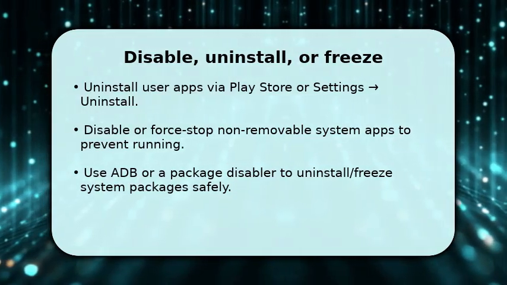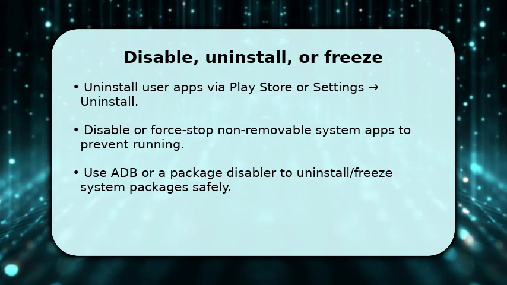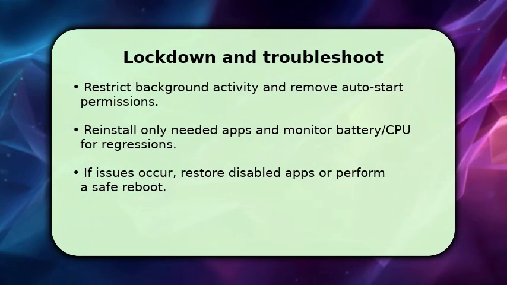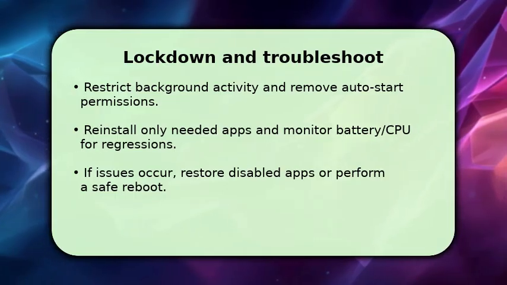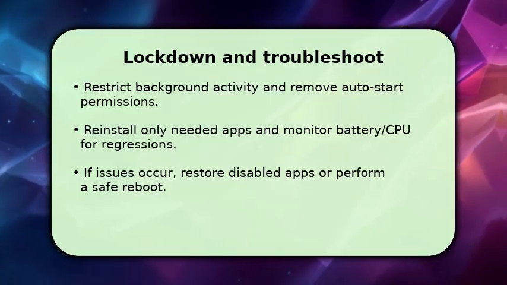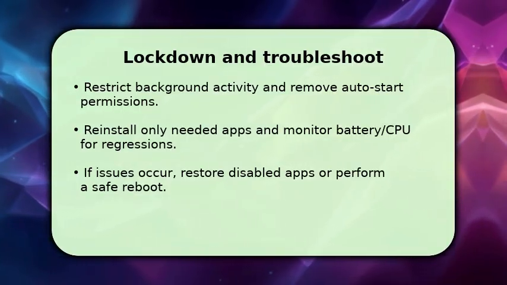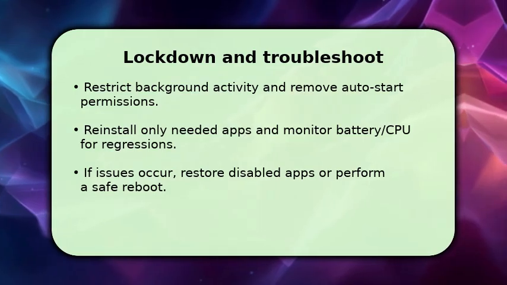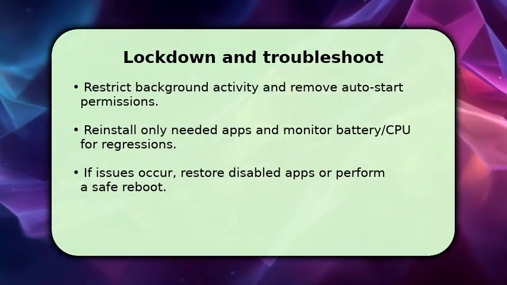Make sure to reboot after major changes to stabilize the system. Finish by tightening app permissions and restricting background activity so removed bloat cannot restart. Reinstall only essential apps and watch battery and CPU for any unexpected spikes. This confirms you haven't disabled a critical service.